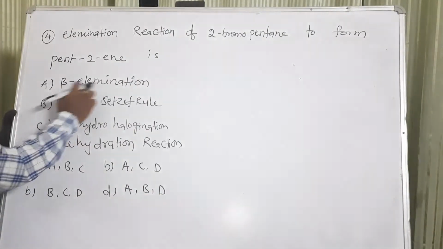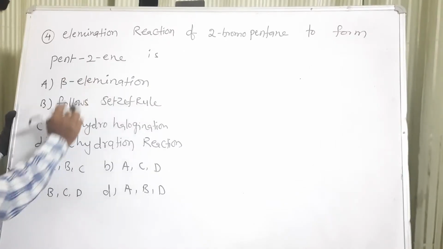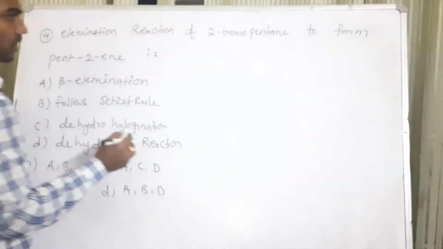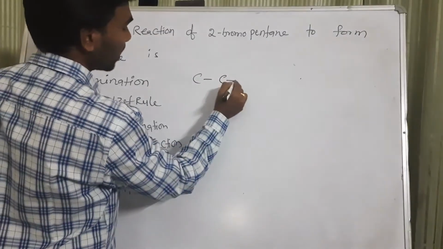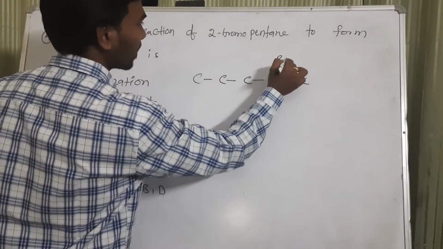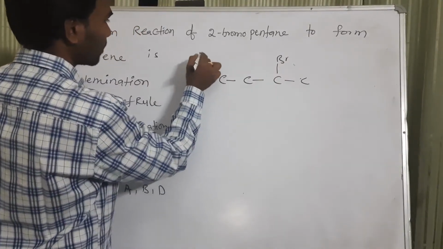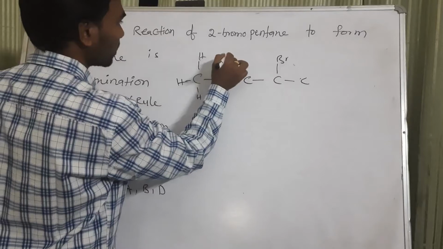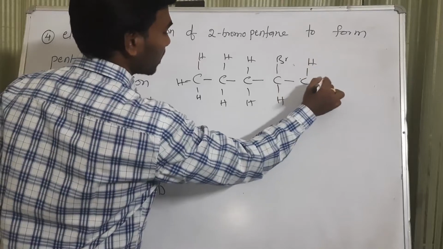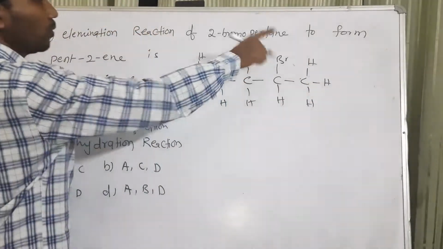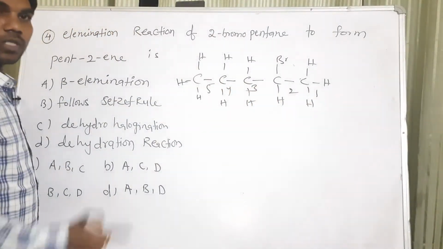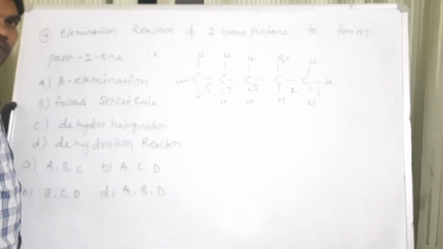They are asking: option A is beta elimination, option B is following the Saytzeff rule. So this is a dehydrohalogenation reaction they are asking about. First you write the structure of 2-bromopentane. Pentane, so you take 5 carbons, 1 2 3 4 5. Here I am taking bromine at carbon 2, and all the remaining positions are hydrogens. This is 2-bromopentane, and numbering we have to give from this direction. This 2-bromopentane will participate in an elimination reaction.